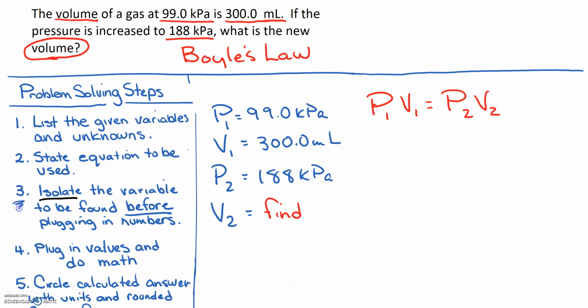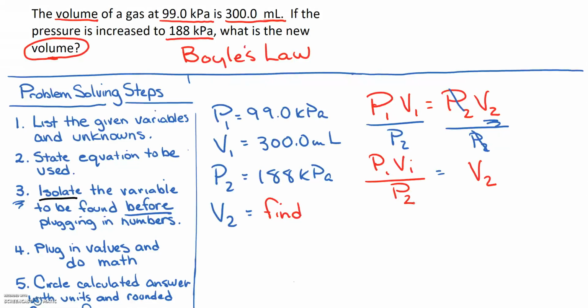So step number 3, it's directing us to isolate the variable to be found. Well, that variable to be found was this V2. So what I mean by isolate the variable is let's do some algebra to make V2 be on one side of the equation by itself. The easiest way to do that is divide both sides of the equation by P2. That cancels out the unit P2, and we're left with V2 equals P1 times V1 divided by the pressure for the second set of conditions. This is what step number 3 is asking us to do.